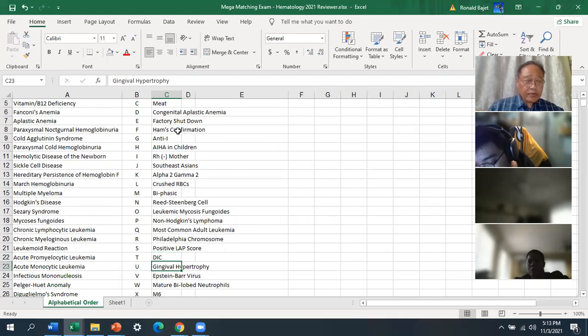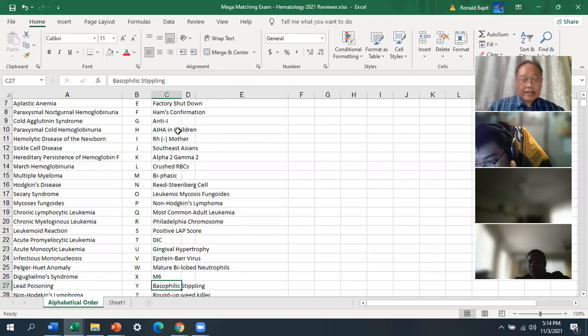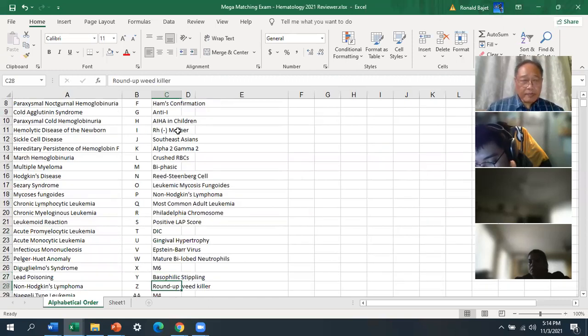And I gave this to you today: acute monocytic leukemia is gingival hypertrophy. The gingival hypertrophy and bleeding gums are the result of infiltration of monoblasts and monocytes in the gums. So acute monocytic leukemia and gingival hypertrophy. Infectious mononucleosis is caused by the Epstein-Barr virus. Pelger-Huët anomaly, these are mature cells and they're bilobed neutrophils. Di Guglielmo syndrome by definition is M6. Lead poisoning, you should recall that that's associated with basophilic stippling.